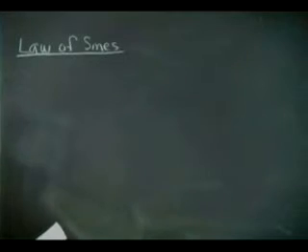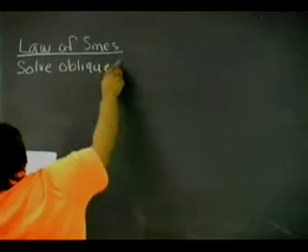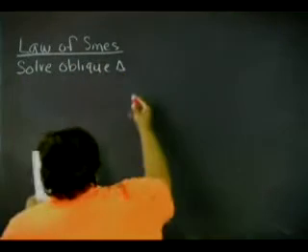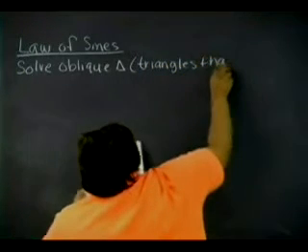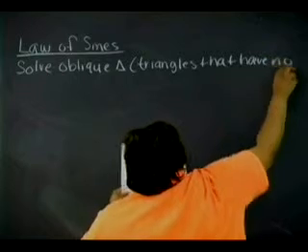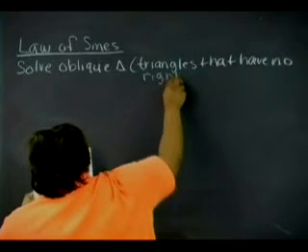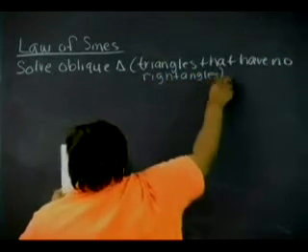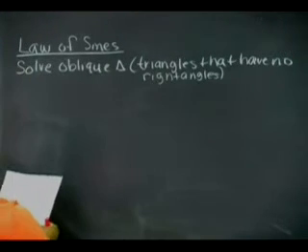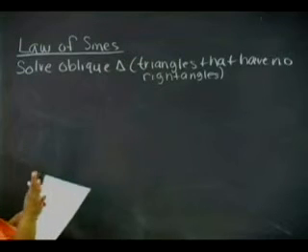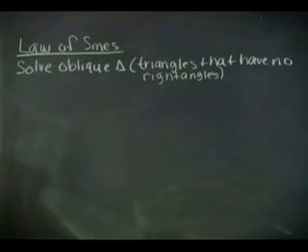We use the law of sines and the law of cosines to solve oblique triangles, which are triangles that have no right angles. So that's what we use the law of sines and cosines for. Today we're going to look at the 4 cases where we have an oblique triangle.